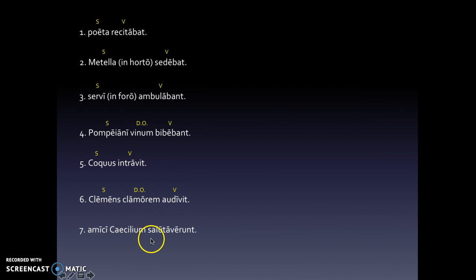All right, amici Caecilium salutaverunt. Amici, that's nominative plural, so that's our subject. Caecilium, that's accusative, direct object. Salutaverunt, NT, plural verb. This VER right here tells you that it's perfect tense. So the friends greeted Caecilius. All right, last one. Clemens clamorem audivit. Singular subject, singular verb in the perfect tense. This is an accusative. It's not in a prep phrase, so it's just our direct object. Clemens heard an uproar.